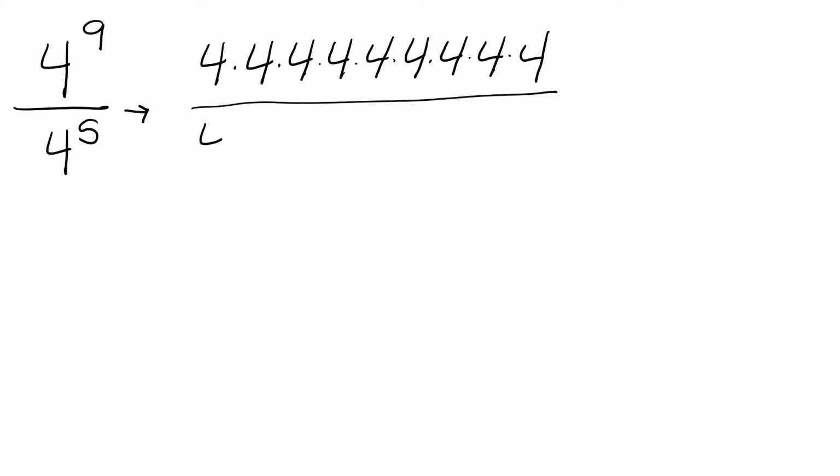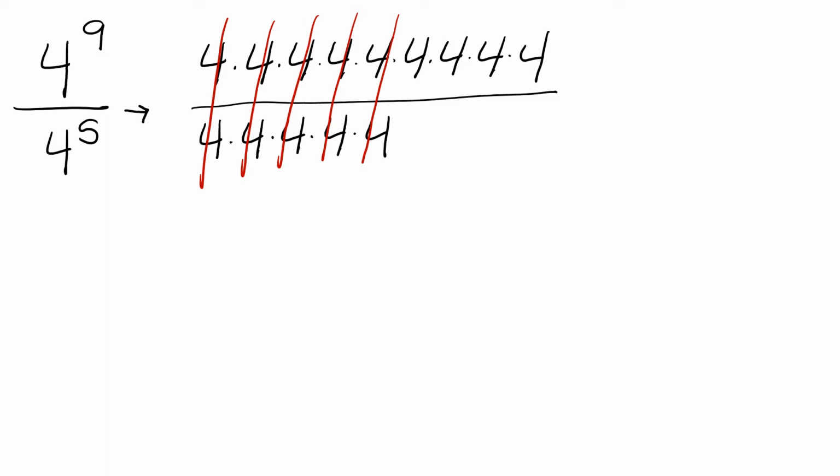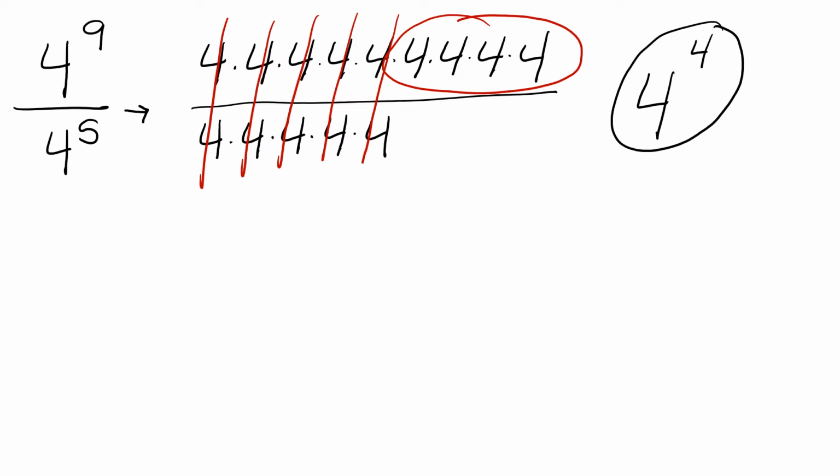Across the bottom, we break it down by writing out the base number 4 5 times. We pair them up, top and bottom, and cancel them out. When we write our answer, the base number 4 stays the same. We have 4 remaining, and so that becomes our new exponent.